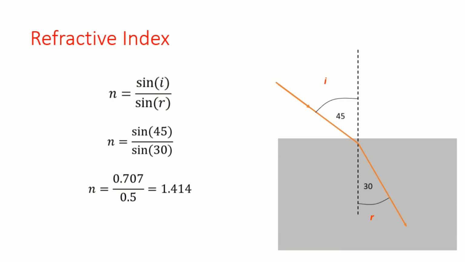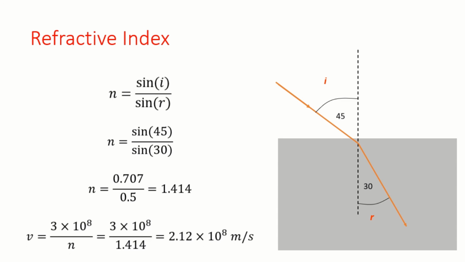Now, this is our refractive index. What we could do is calculate the speed of light in this medium. But what we would do is take 3 times 10 to the 8th, that's the speed of light in a vacuum anyway, and divide it by 1.414. And we're expecting a number which is slower. Well, there you go. 3 times 10 to the 8 divided by our n, 1.414, gives me 2.12.